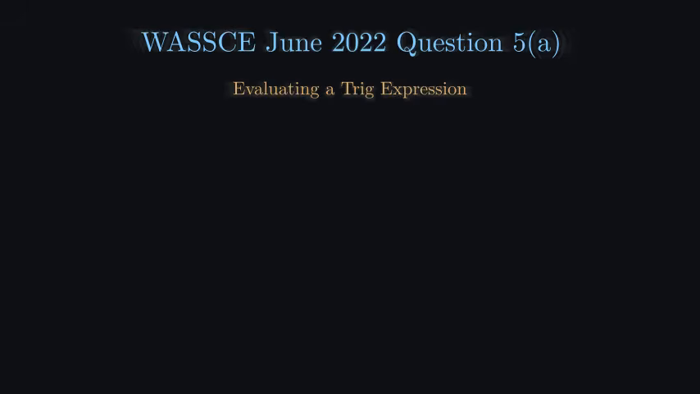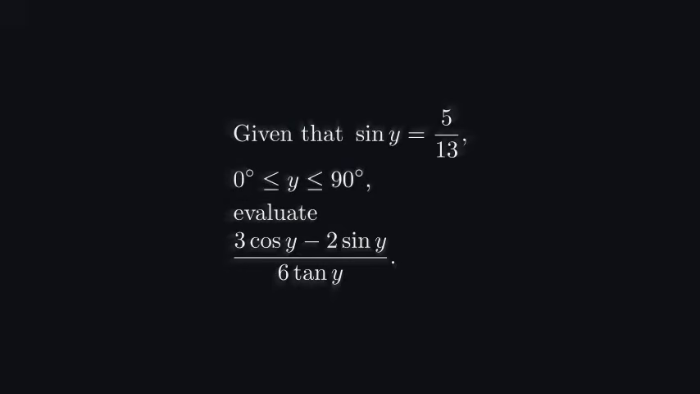Today, we are solving WASSCE June 2022 question 5a. We are given sin of y equals 5 over 13, and we will use a right triangle to evaluate a trigonometric expression. The question says, given that sine of y equals 5 over 13, where y is between 0 degrees and 90 degrees, evaluate 3 cosine of y minus 2 sine of y over 6 tan of y.